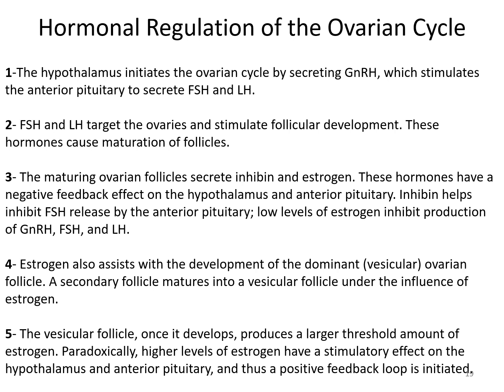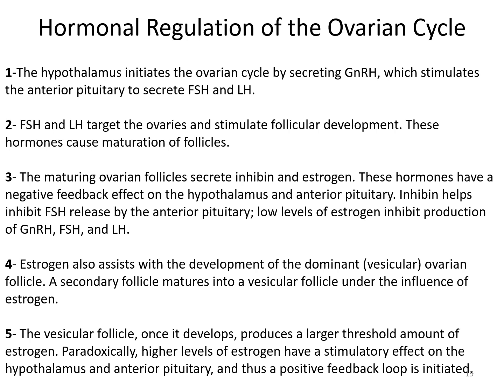Again, it starts with the hypothalamus. The hypothalamus initiates the whole process by releasing gonadotropin-releasing hormone, or GnRH. GnRH stimulates the anterior pituitary to release FSH and LH. FSH and LH go down and target the ovaries and stimulate the initiation of follicular development. Specifically, FSH really starts the follicular development.